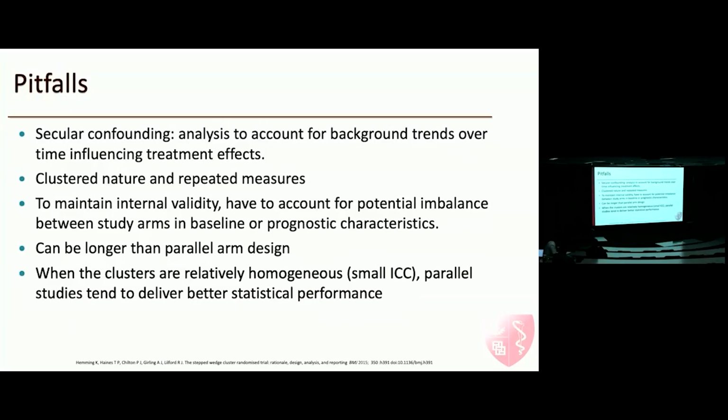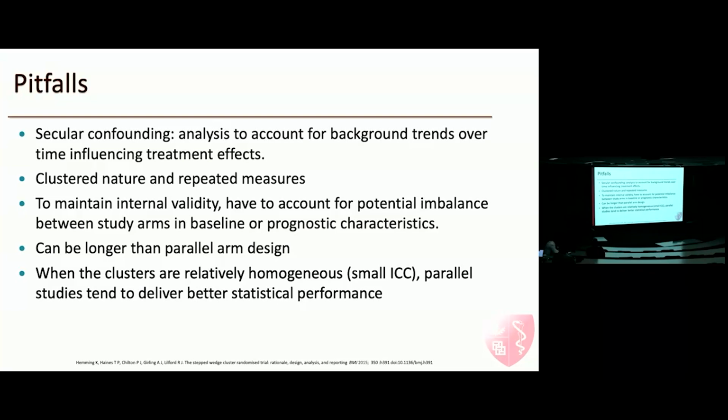So there are background trends that may be happening that are influencing treatment effects, that have to be accounted for in the analysis. The clustered nature, as we talked about in the cluster randomized trial, raises issues around methodological concerns and bias that have to be addressed. And there will be repeated measures. Some patients would be in your usual care arm at one time and in the intervention arm at another time. So how do you account for that in your analysis?